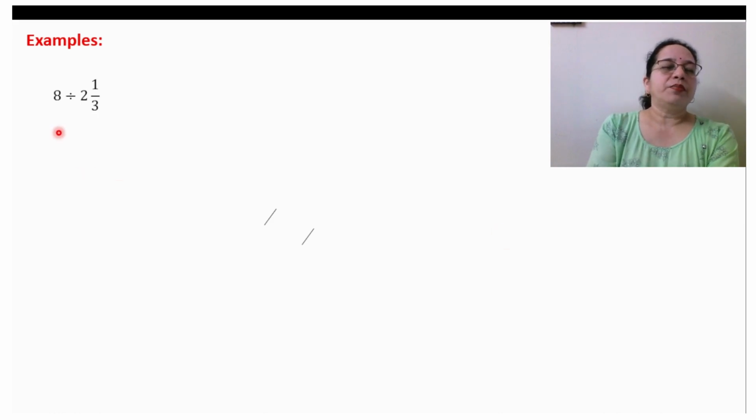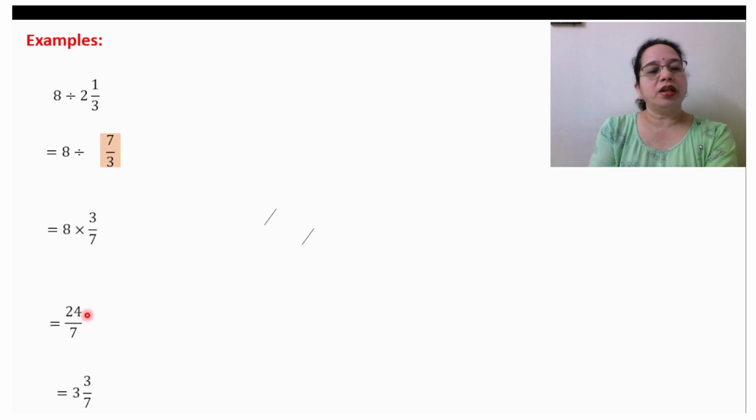Take another example. 8 divided by 2 and 1 by 3, convert into improper fraction, so 7 by 3. Now convert this into multiplication sign, and the reciprocal of 7 by 3 is 3 by 7, and the meaning of 8 is 8 by 1. So now you cannot cut any number, so 8 threes are 24 by 7. Your numerator is greater, so convert into mixed fraction, 3 and 3 by 7.